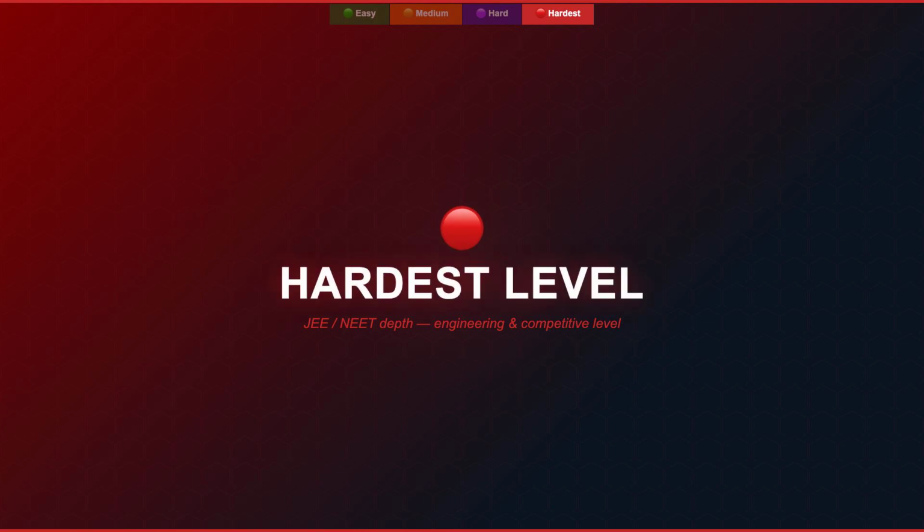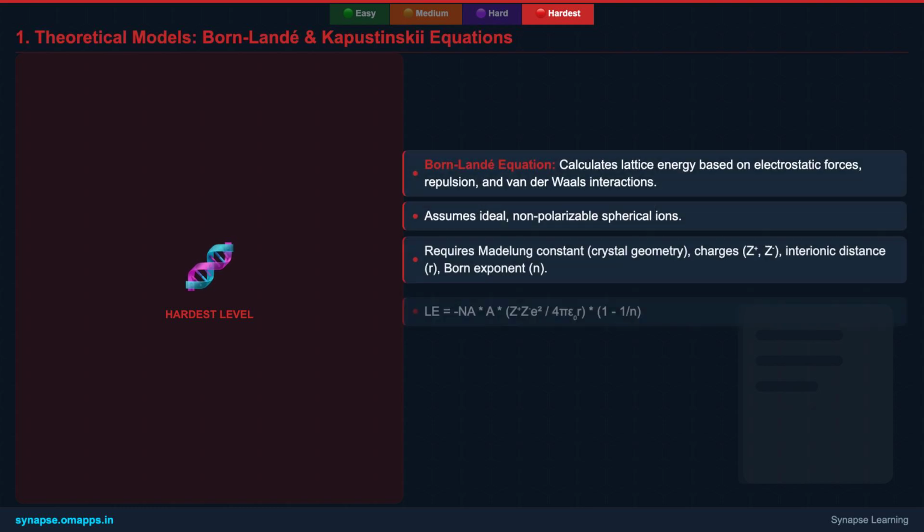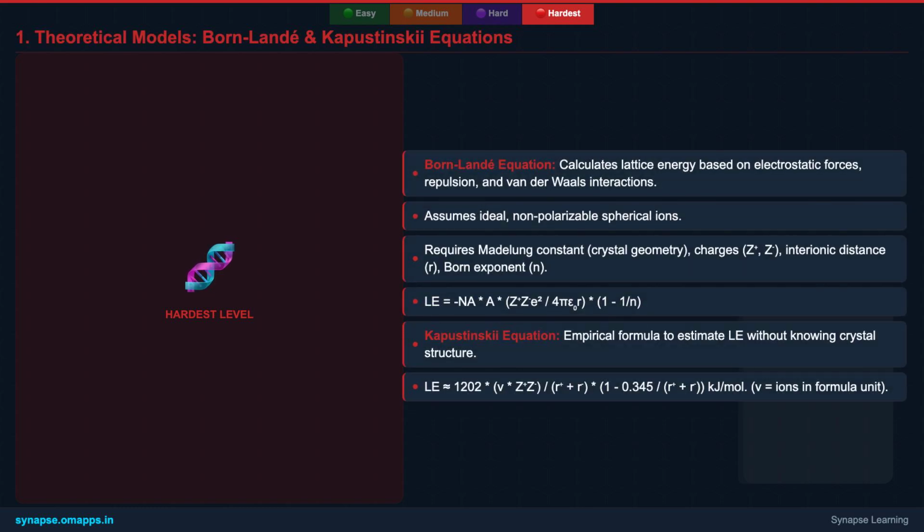Congratulations on making it this far. We are now entering the hardest level, where we'll explore the cutting edge of ionic bond theory, competitive depth, and real-world engineering insights. Beyond the basic understanding, theoretical models offer quantitative insights into ionic solids.